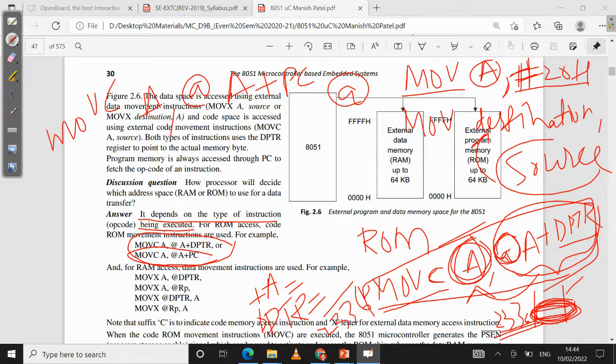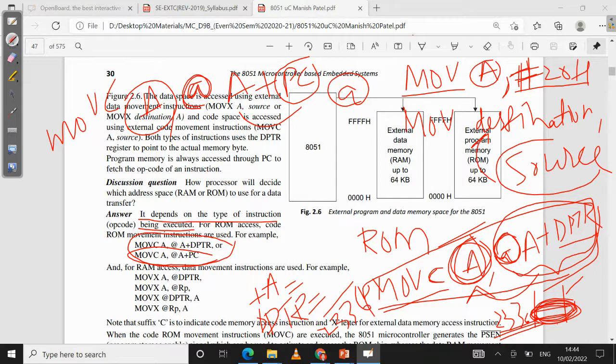आपको पता है डीपीटीआर भी मेरा 16 बिट का है, मेरा पीसी भी 16 बिट का है. तो जो कुछ पीसी की वैल्यू प्लस ए की वैल्यू ऐड करने के बाद जो भी कुछ आता है, that is the address. Because यहाँ पे लिखा है @, that is not the immediate data. और वो एड्रेस पे जो कुछ डेटा या फिर इंस्ट्रक्शन ऑपकोड है एक्सटर्नल रॉम में, that will be moved into accumulator A. Is it clear now? Is it clear?